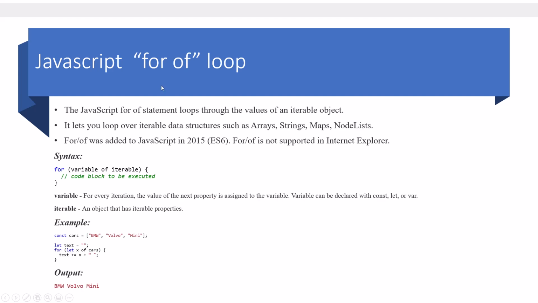So the next is the for of loop. Here the JavaScript for of statement loops through the values of iterable objects. Here we iterate through the values of the objects. It lets you loop over iterable data structures such as arrays, strings, maps, node lists, etc. For of was added to JavaScript in 2015 with ES6, and for of is not supported in Internet Explorer.